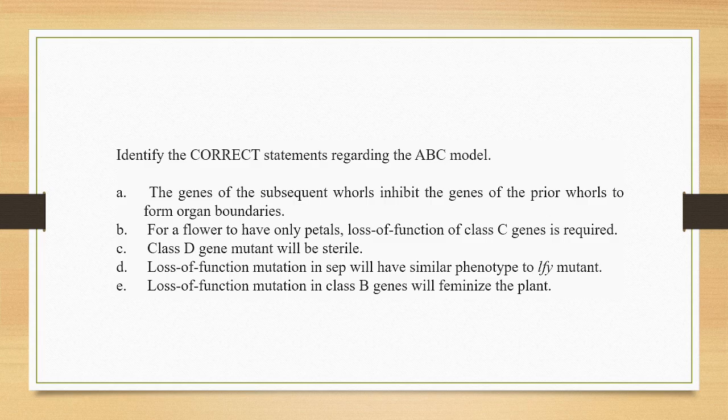Identify the correct statements regarding the ABC model. A. The genes of the subsequent whorls inhibit the genes of the prior whorls to form organ boundaries. B. For a flower to have only petals, loss of function of class C genes is required. C. Class D gene mutant would be sterile. D. Loss of function mutation in SEP will have similar phenotype to leafy mutant. E. Loss of function mutation in class B genes will feminize the plants.